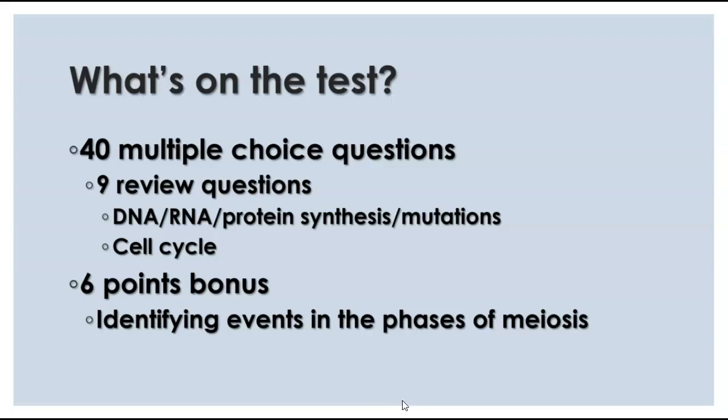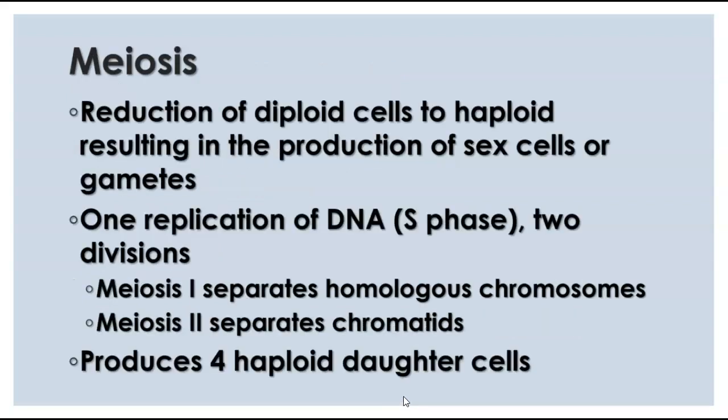the whole thing. So the main topic we've been talking about is meiosis, and of course the purpose for meiosis is the reduction of diploid cells to haploid in order to produce sex cells or gametes that have half the number of chromosomes. This will help us when the gametes combine together in fertilization, will help us produce a zygote that has the correct chromosome number for our species.